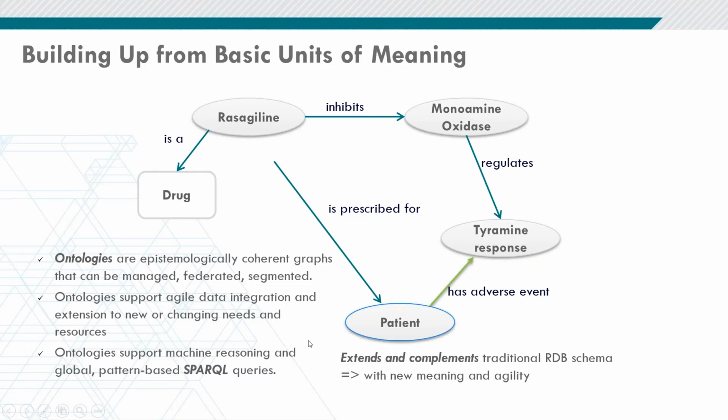So on the left here is data that would be coming out of an electronic medical record system, and on the right is data that can be coming from published information like PubChem or DrugBank about how these drugs work.